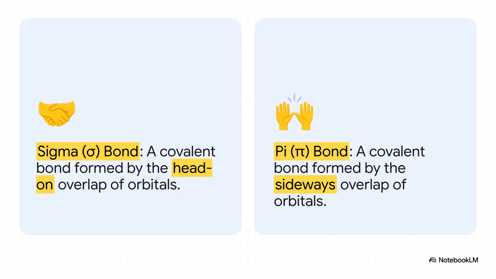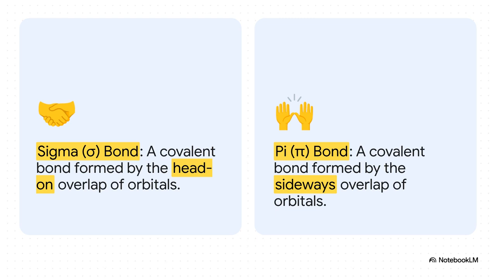So what's actually holding all these atoms together? It's covalent bonds, and there are really two main types you need to know. First, you have the sigma bond. This is the strong one, the stable, head-on connection. It's like the steel frame of a building. It forms the skeleton of the molecule.